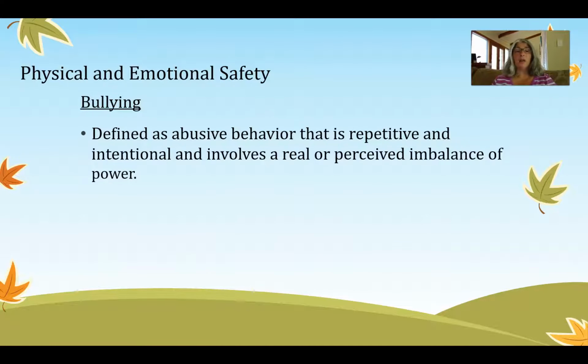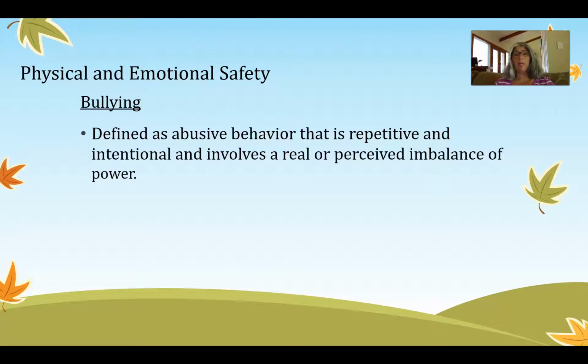All right, so another topic under the realm of physical and emotional safety is bullying. If you're not sure what bullying is, I thought I would define it for you. It is an abusive behavior that is repetitive, so not just a one-time thing. It has to be somewhat recurring. It is deliberate and intentional. And it usually involves some sort of a power imbalance.